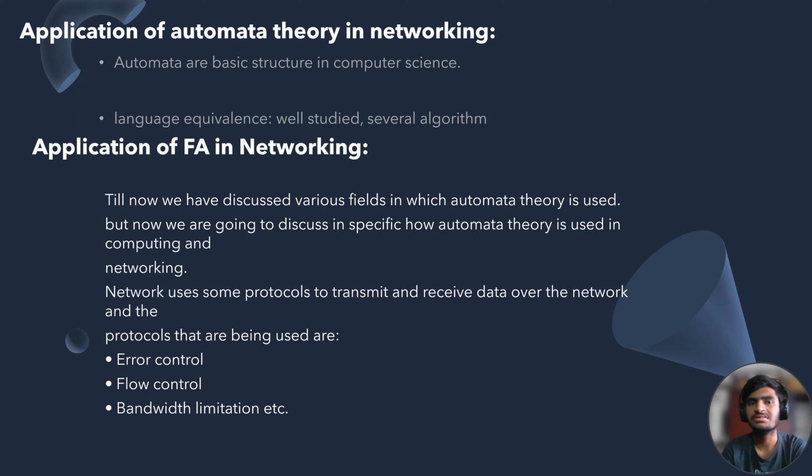Till now we have discussed various fields in which automata theory is used. But now we are going to discuss specifically how automata theory is used in computing and networking. A network uses protocols to transmit and receive data over the network, and the concerns handled include error control, flow control, and bandwidth limitation. Error control can be done with checksum and many more methods.